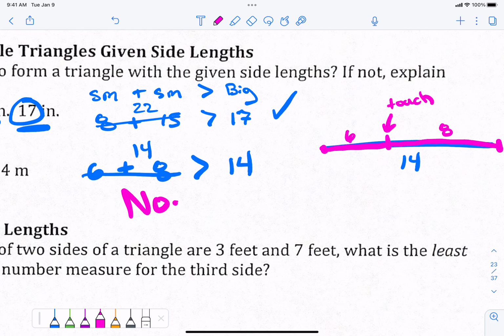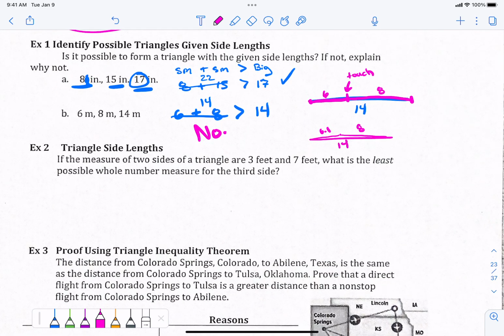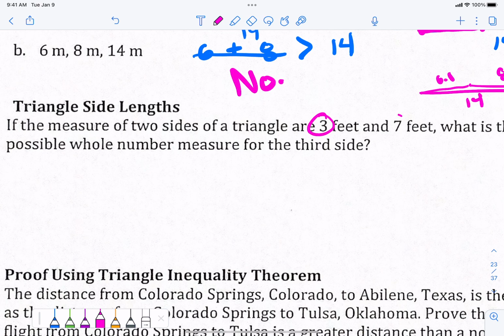If that was 6.1, it would be raised up just ever so slightly. Like this is what my triangle would look like. It would still be a triangle if that was 6.1 and 8 and 14. But the fact that it's only 6 is not going to work, right? This is a little bit more difficult than that probably. If the 2 measures of 2 sides of a triangle are 3 and 7, what does the third one have to be? So here's the deal. We have kind of 2 different scenarios going on. Now 3 and 7 could be my 2 smaller sides, and we know those 2 smaller sides have to be bigger than this number, right? But what if 7 is the biggest side?